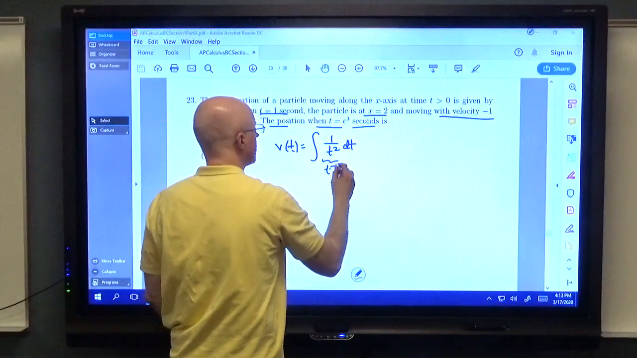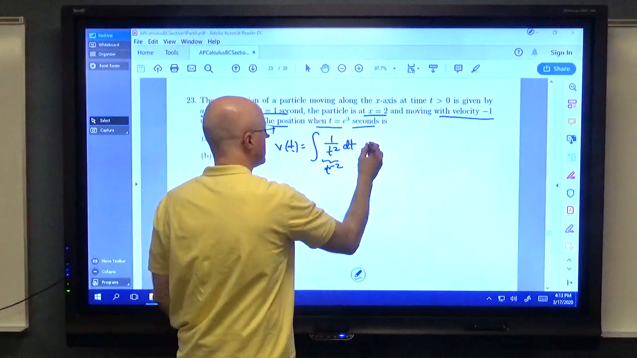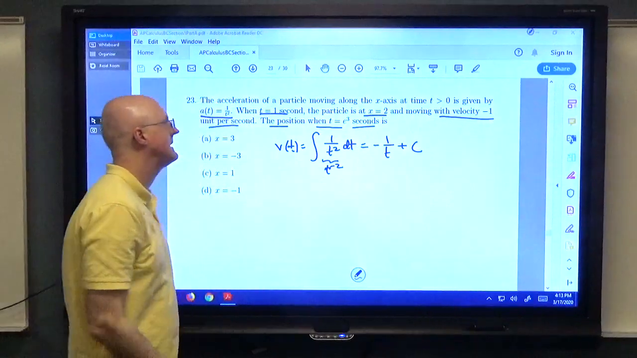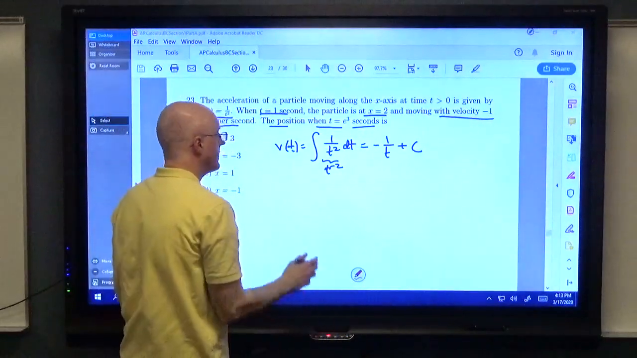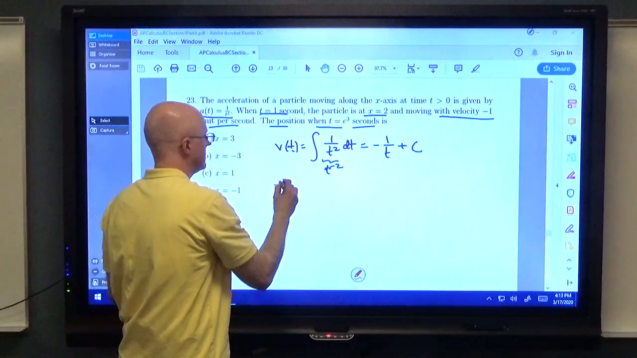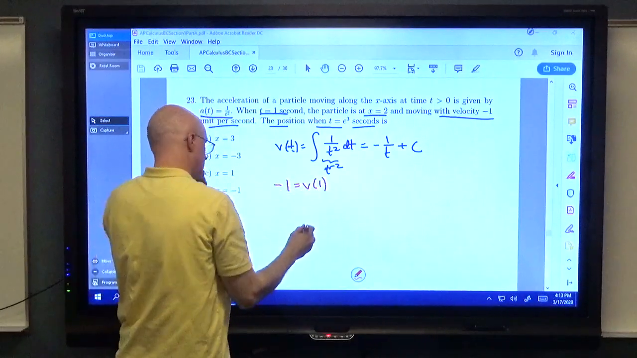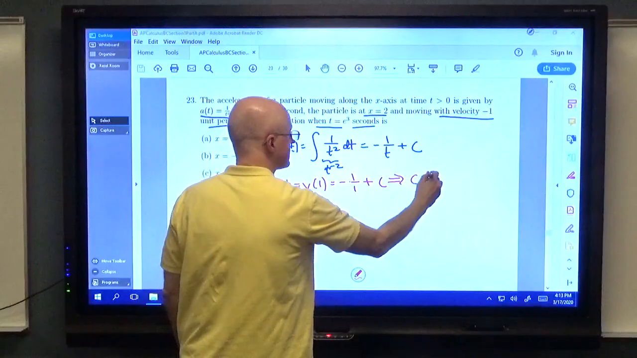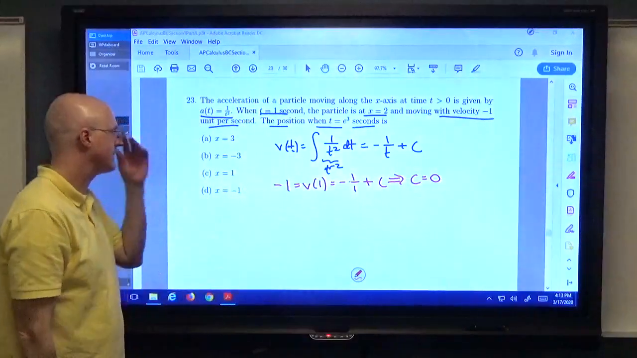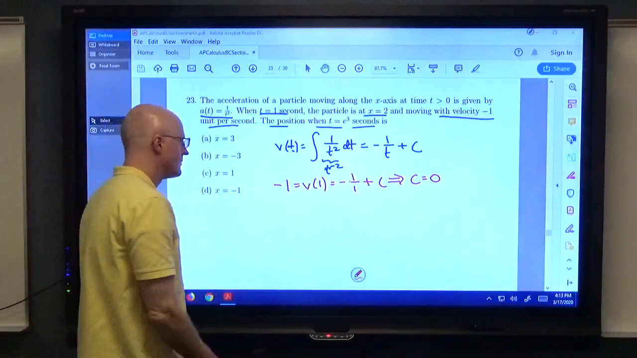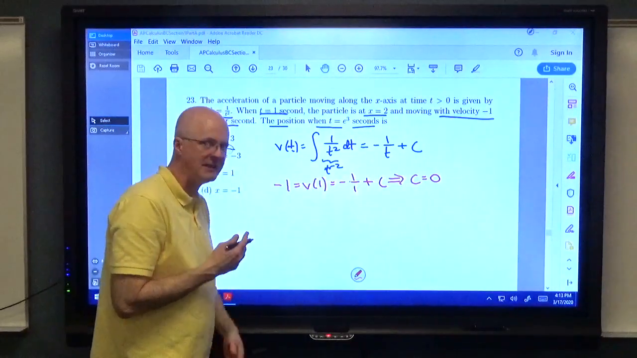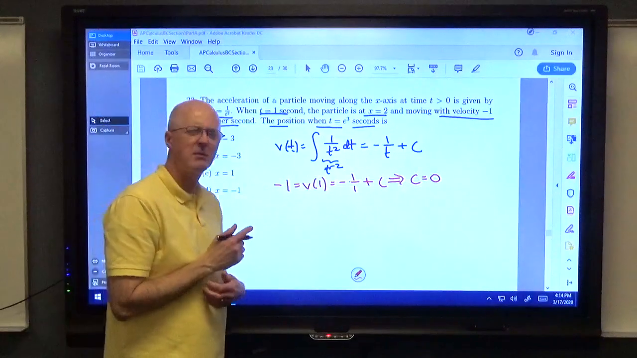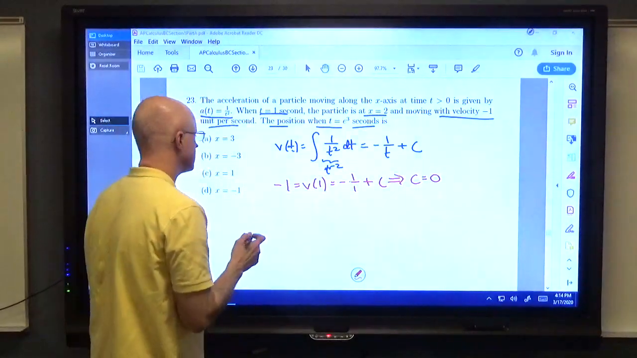That's t to the -2, so when I integrate, I get t to the -1 divided by -1. -1 over t plus c. But now c again is something specific. I know that at time 1, the velocity is -1. And that implies c is 0. But it could have been something different. It could have been something non-zero. By the way, you can also write v of t as a definite integral if you want, plus a constant probably, but it's probably better to do it this way. Less likely to make a mistake.